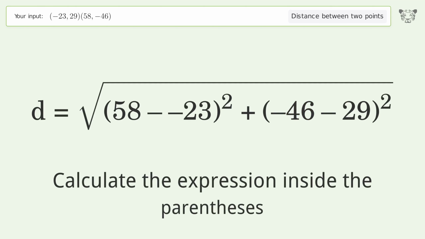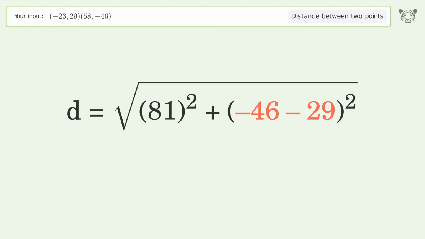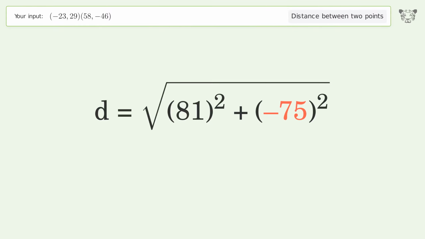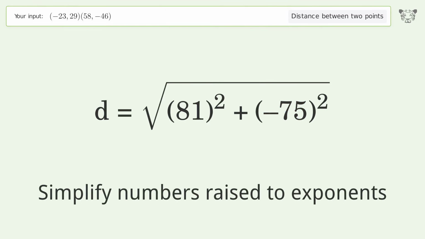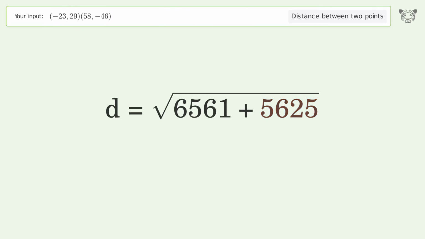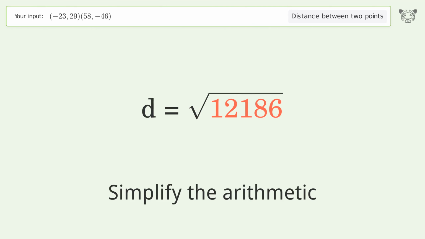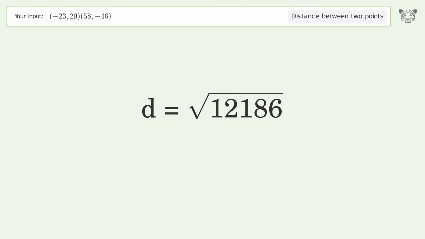Calculate the expression inside the parentheses. Simplify numbers raised to exponents. Simplify the arithmetic. And so the distance between the 2 points is the square root of 12,186, or 110.39.